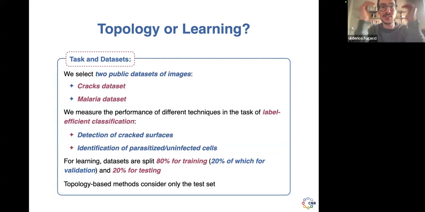So let's start with the two data sets that we have considered in our analysis. We have two public domain data sets consisting of images. One consists of wall surfaces, in which we have to detect whether the surface is cracked or not. The other one represents images of cells that can be infected or not by malaria. In all the learning approaches, we split these data sets as a standard: 80% of the data set is used for training, 20% of which for validation, and 20% for testing. Of course, this kind of splitting is not needed when we have a direct method like the one based on topology.